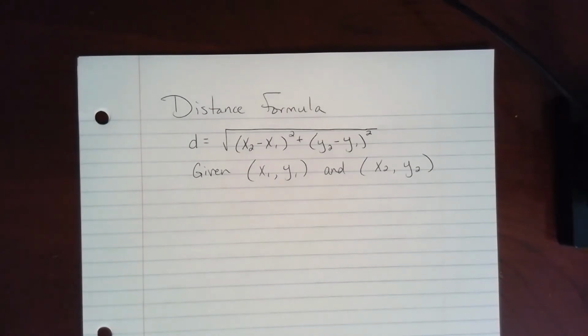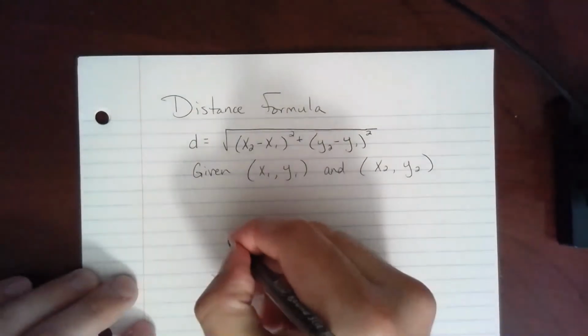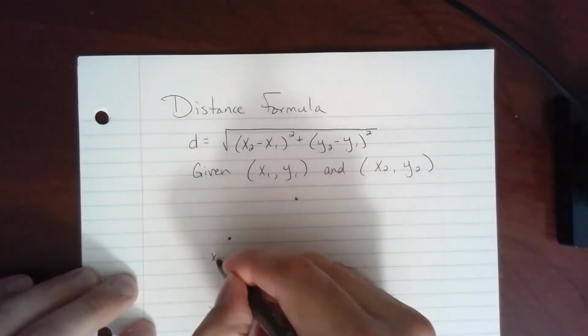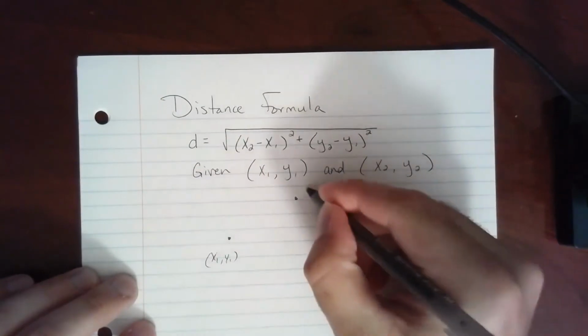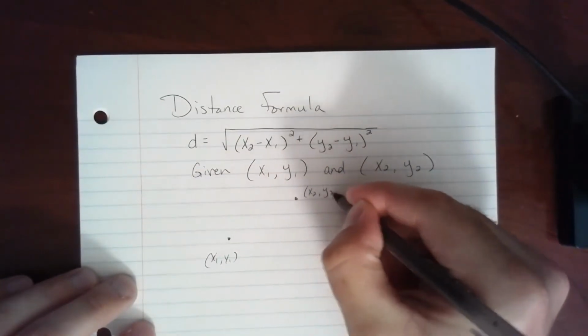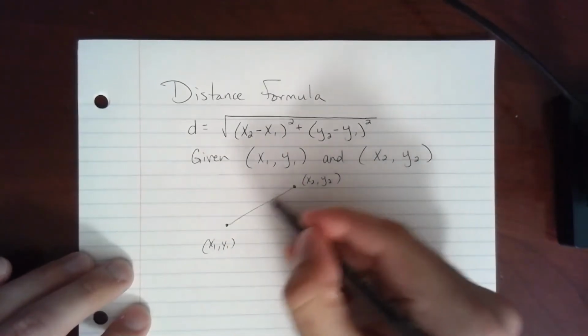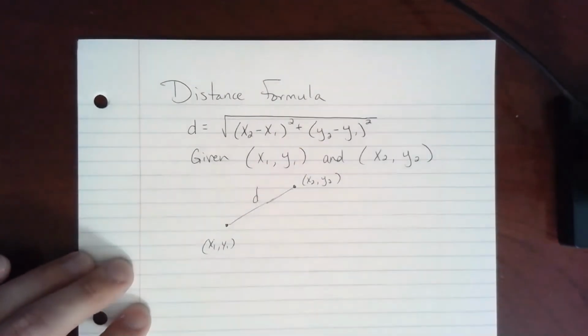But we have 2 points given, so let's just say we sketch 2 points for a moment. Let's say this is our x1, y1, and that this is our x2, y2. The idea is that we're trying to find the distance between them with this formula. This distance would be the length d.